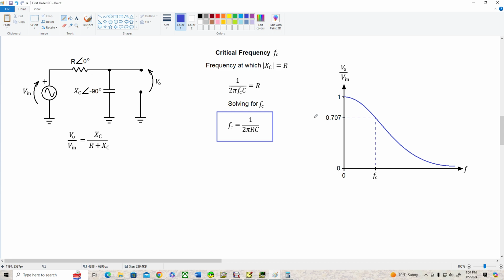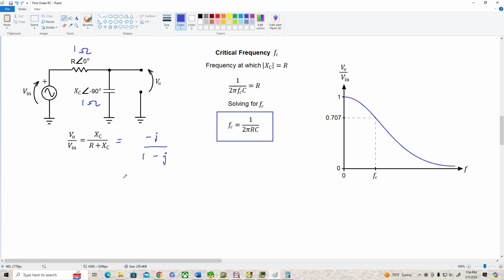Now why is that? Well, let's come over and look at this circuit, and for the sake of convenience, I'm going to set R equal to 1 ohm. And if we're operating at the critical frequency, X sub C is also equal to 1 ohm. And if we plug those values into the response equation in rectangular form, we've got negative j over 1 minus j. All right, we want to find the magnitude of this expression.